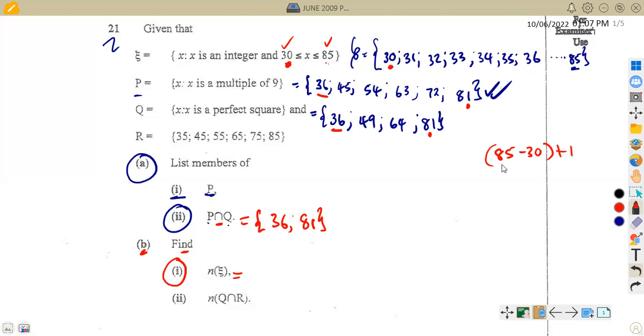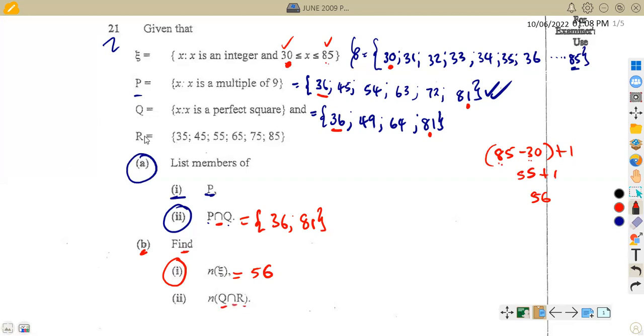Okay, so 85 minus 30, that is 55 here. This one minus this one, which is 55, plus 1, which is 56. Or you write them down, then you count them. But guys, writing 56 digits is going to take you a lot. All right, so anyways, find the number of elements in Q intersection R.